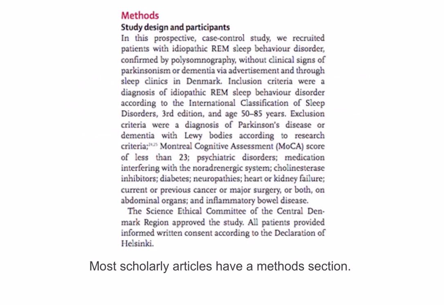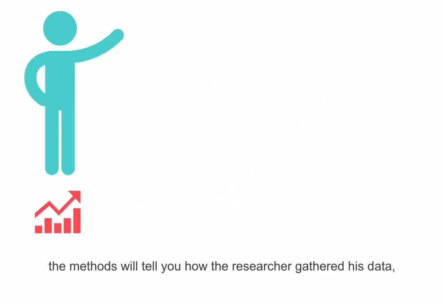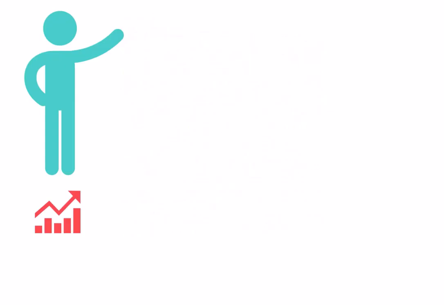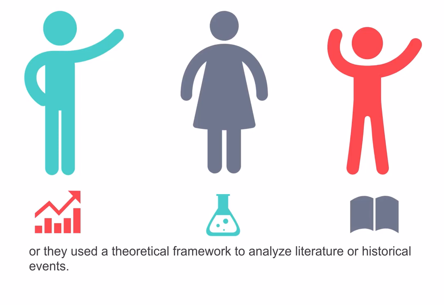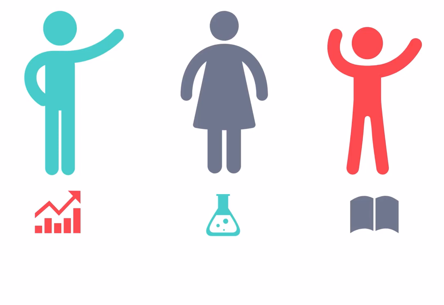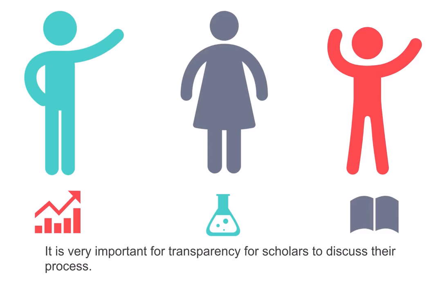Most scholarly articles have a methods section. Depending on the discipline, the methods will tell you how the researcher gathered his data, how she conducted her experiment, or how they used a theoretical framework to analyze literature or historical events. It is very important for transparency for scholars to discuss their process.